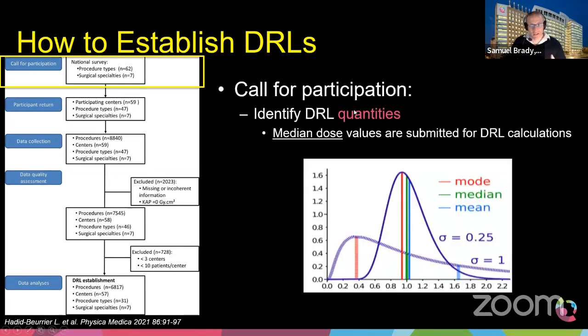And now, once we've identified the quantities per examination type that we're going to collect, we, as an individual hospital, need to collect the median dose value for those exams. Now, there are a variety of different ways statistically to calculate an average. So why do we choose the median?